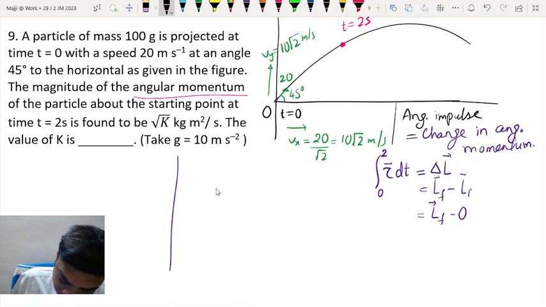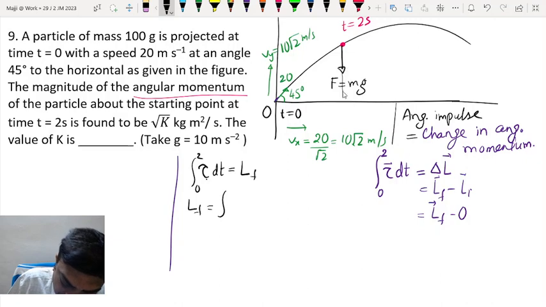So I can write this, I'll remove the vector sign, and I can write it like this. L is the required value. Now tau, the torque, will be force, that is weight, multiplied by the lever arm. This is the lever arm. The lever arm is the x coordinate, you can see. So this will be F into x.